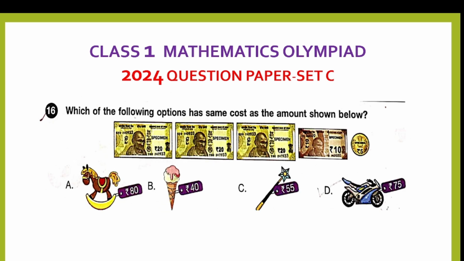Next question. Which of the following options has the same cost as the amount shown below? First find the amount. Here is 20 rupees. 20 plus 20 is 40, 40 plus 20 is 60, 60 plus 10 is 70, 70 plus 5 is 75. So there are 75 rupees. Now which of the following options has the same cost? Among these, there is a toy bike whose price is 75 rupees. Therefore option D is the correct answer.